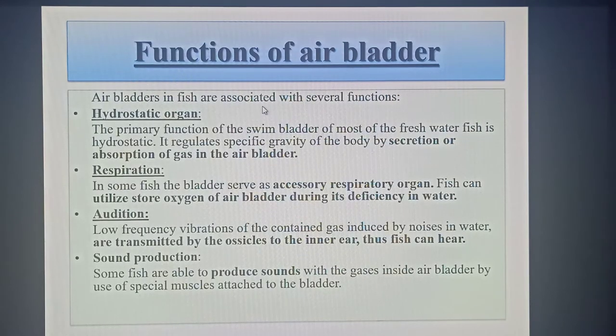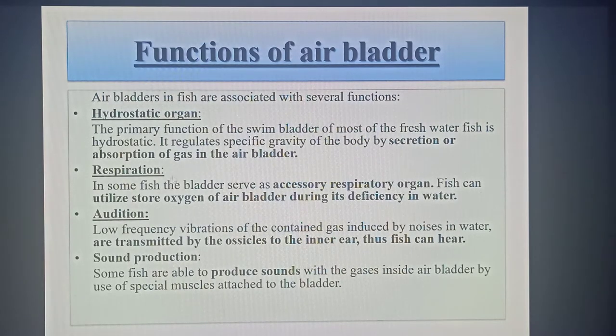Then next, it is about the functions of the air bladder. Air bladders in fish are associated with several functions. For example, the air bladder acts as a hydrostatic organ. The primary function of the swim bladder of most freshwater fish is hydrostatic. It regulates the specific gravity of the body by secretion or absorption of gas in the air bladder.